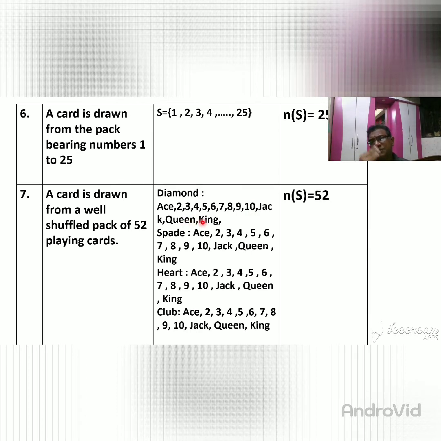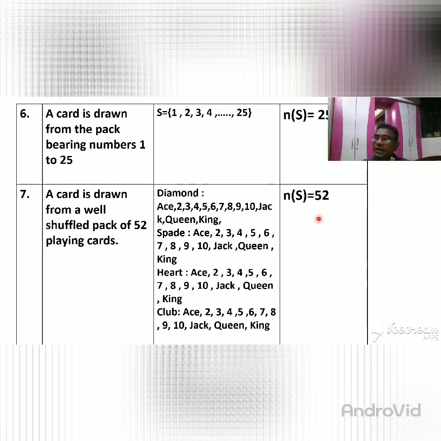So same diamonds after that spade, after that hearts, and after that clubs. So they are having the possibility of 52. So here it is written n(S) = 52. In such a way, it is a very important chart for your exam.